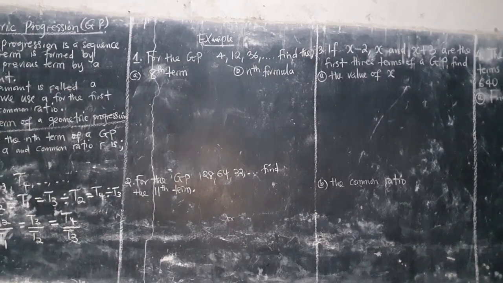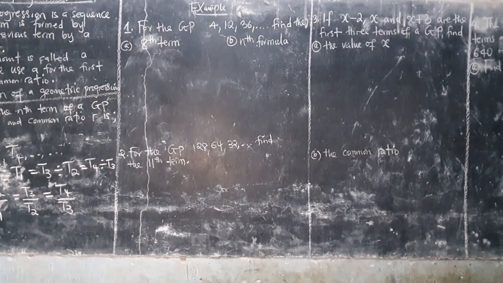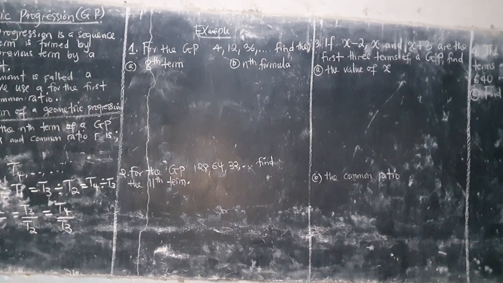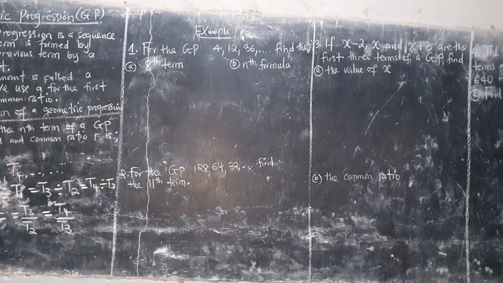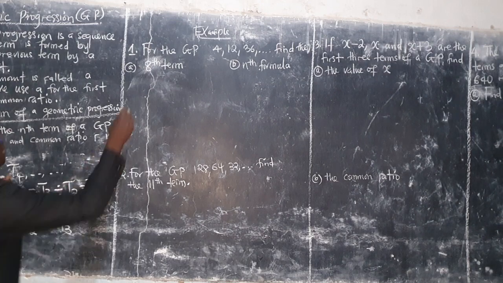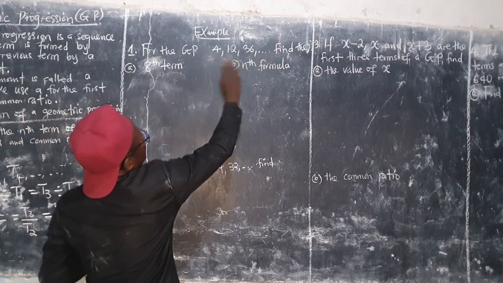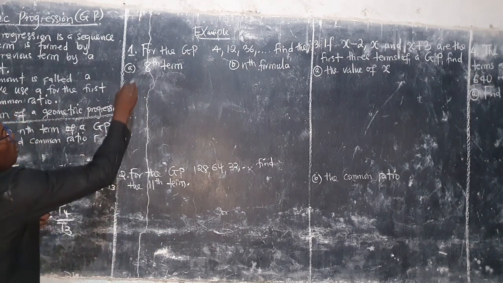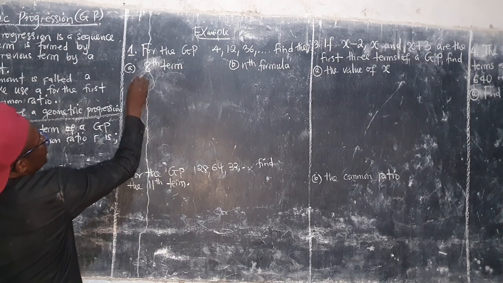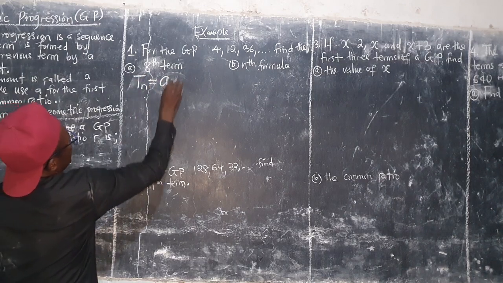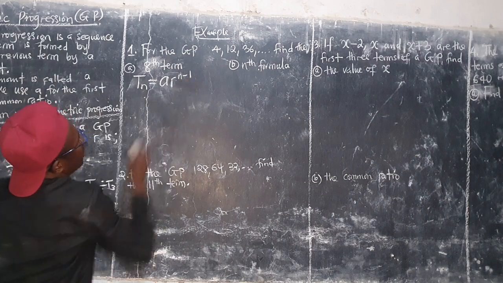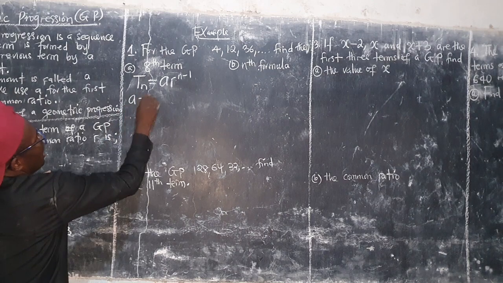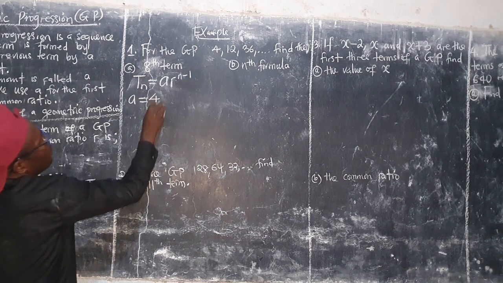Okay, now let's look at that example there. So we're saying that for the GP 4, 12, 36, find the 8th term. Now we'll use the formula, which is Tn is equal to A R to the power n minus 1. Imagine we are supposed to know A. What is our A? Our A is the first number. What number is there? 4.